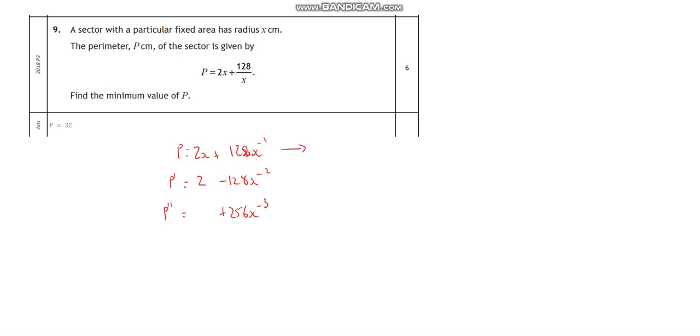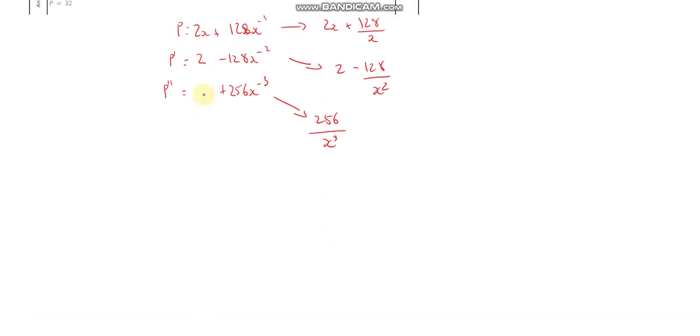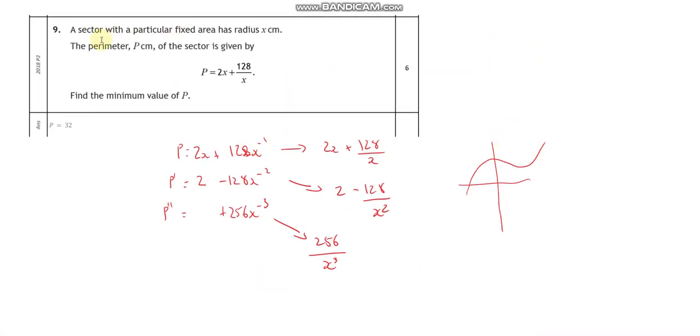So I want to write them nicely. That would be 2x plus 128 over x. Just in the question. This one will be 2, take away 128 over x squared, and this one 256 divided by x cubed. So ready to go. This wants to know the minimum value of p, so it's saying we've got this function, and it's desperate to know what the optimal part is. Okay, so we need to differentiate and then work out the turning.